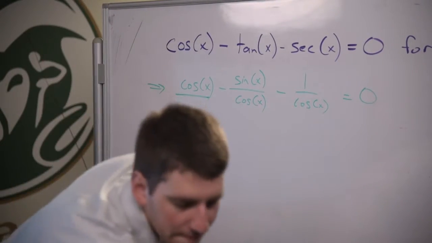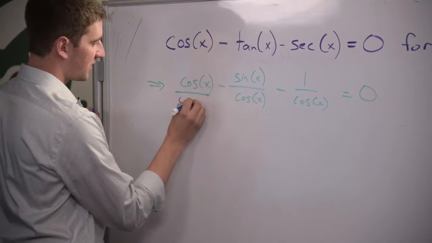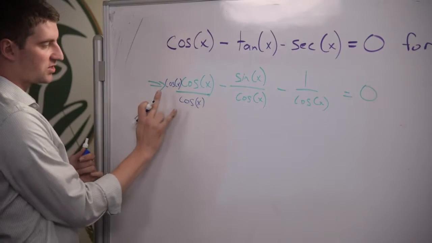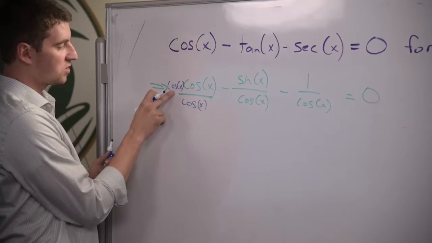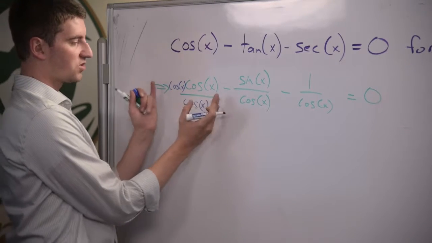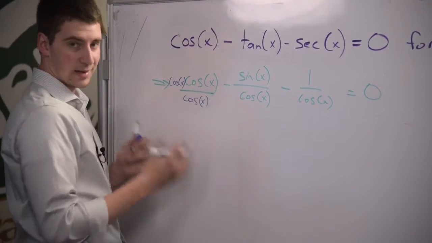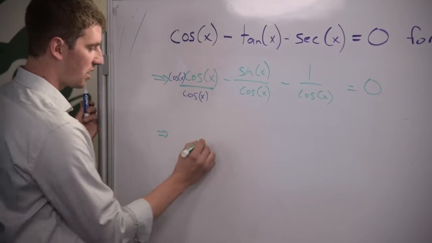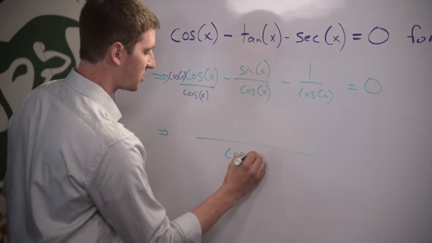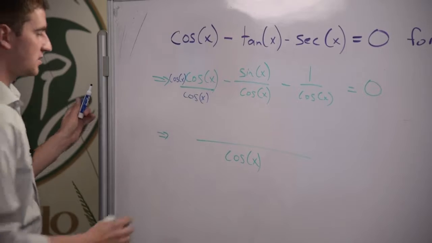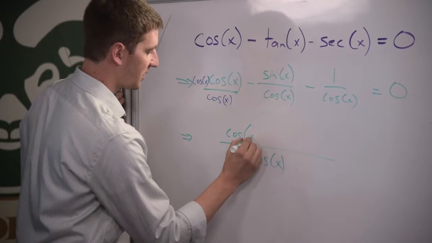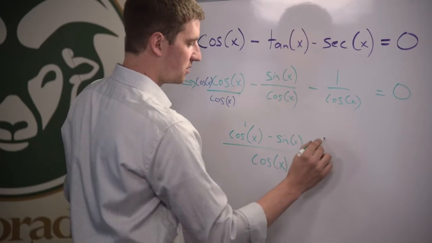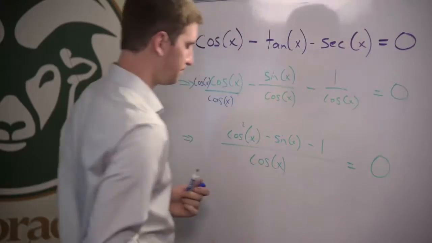Let's write it in a different color. We want to divide it by cosine of x and multiply it by cosine of x. Again, we're allowed to do it just to this term because we're really multiplying by 1. Cosine of x divided by cosine of x is just 1. So let's do that, and since we have a common denominator, we can write this all as one monster fraction. Our denominator is cosine of x everywhere, and all that's left in the numerator is cosine squared of x, minus sine of x, minus 1. That's all equal to 0.